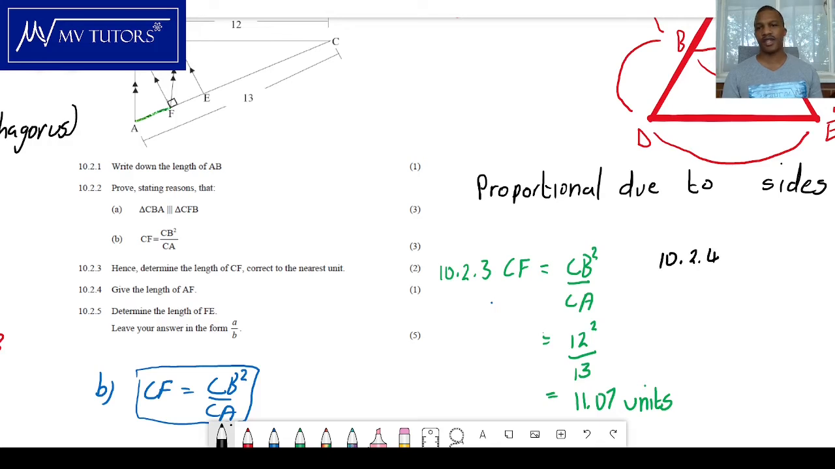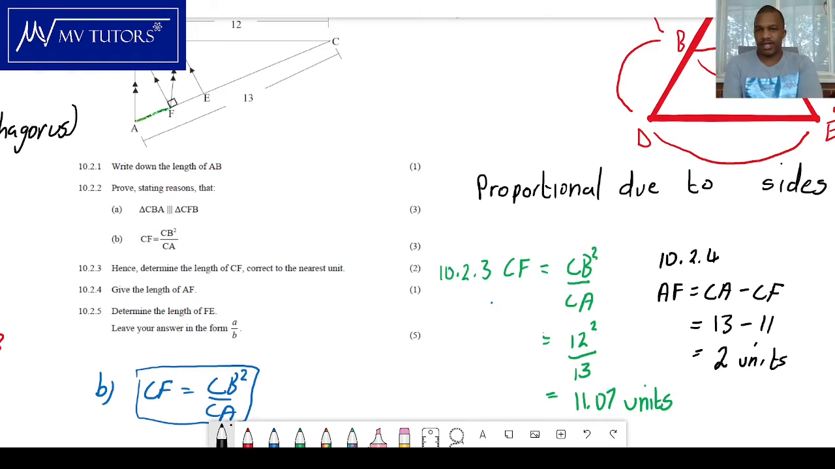So this is 10.2.4 now. So AF, I can clearly see that AF is actually equals to the big one, which is CA, so CA minus CF, right? So CA is 13. CF is, we just proved it, it's 11. Let me just make it 11. So 13 minus 11 is actually 2 units. That's it. So AF is 2 units.